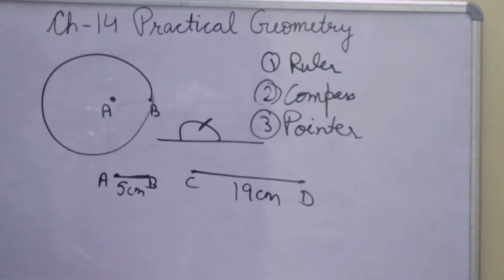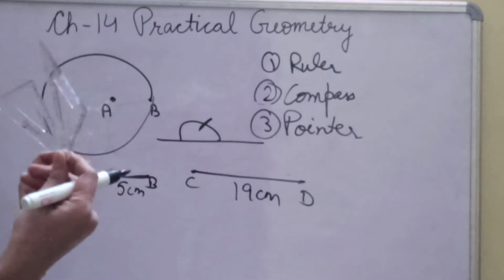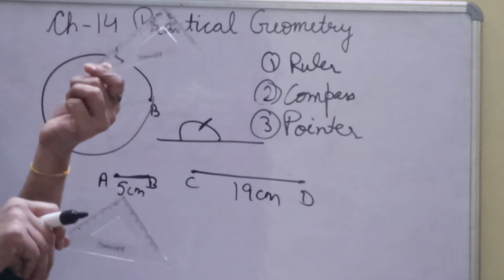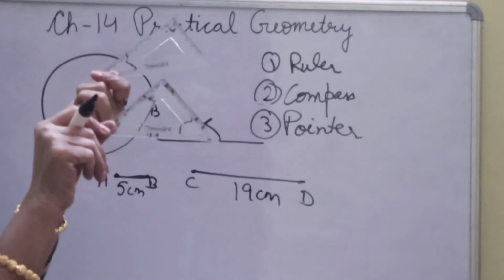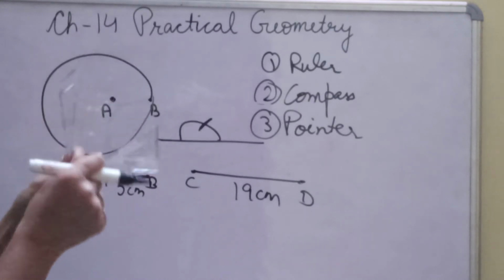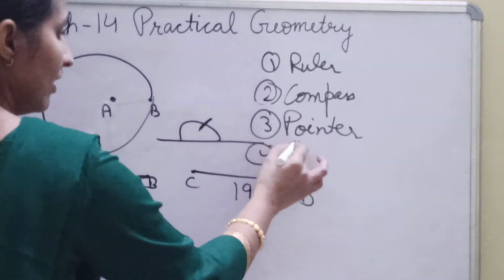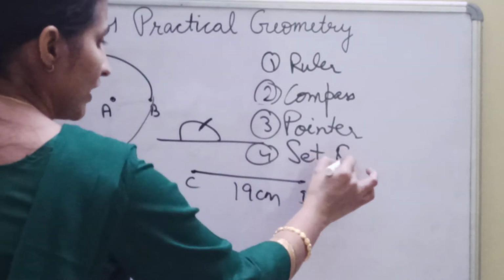Now the fourth thing that we have is these set squares. See, these are in the form of triangles. So these are triangular in shape. So these are the examples. Set squares, these are.